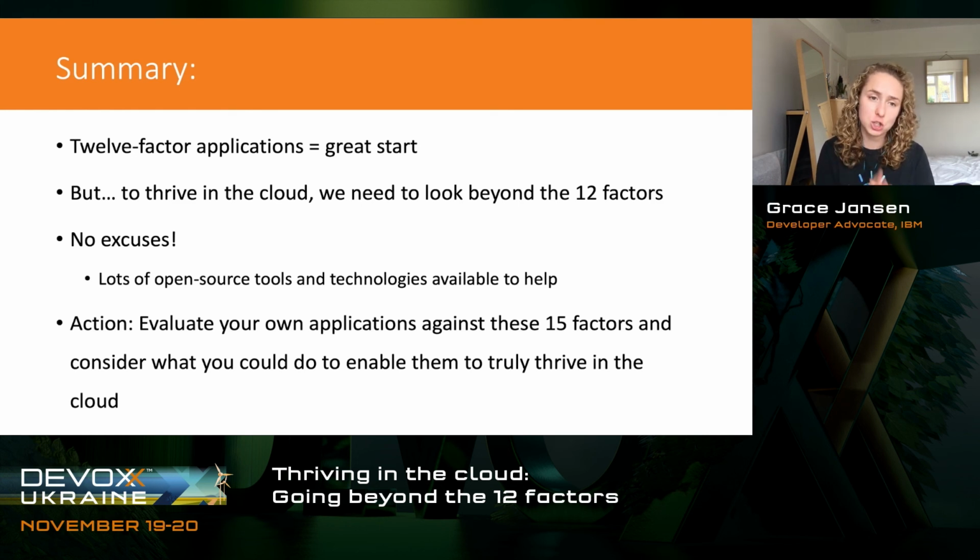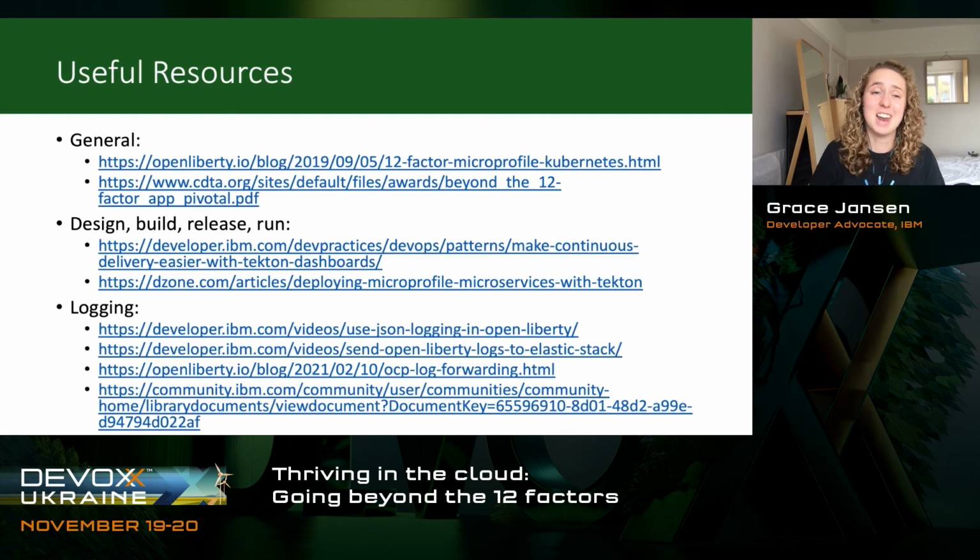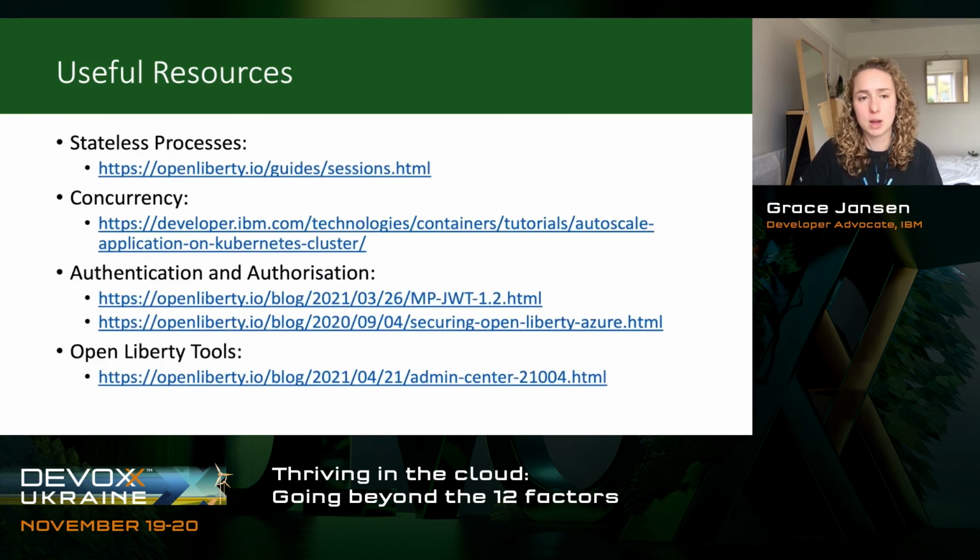So hopefully I'd like you to take away that the action today is really to evaluate your own application against each of these 15 factors and consider what you could do to really enable your application to truly thrive in the cloud. If I haven't given you enough homework already, then if you want any additional information, I've added some useful resources here and I've split them out into some of those factors. So you can just identify the factor you're interested in and check out the links that are relevant to you.